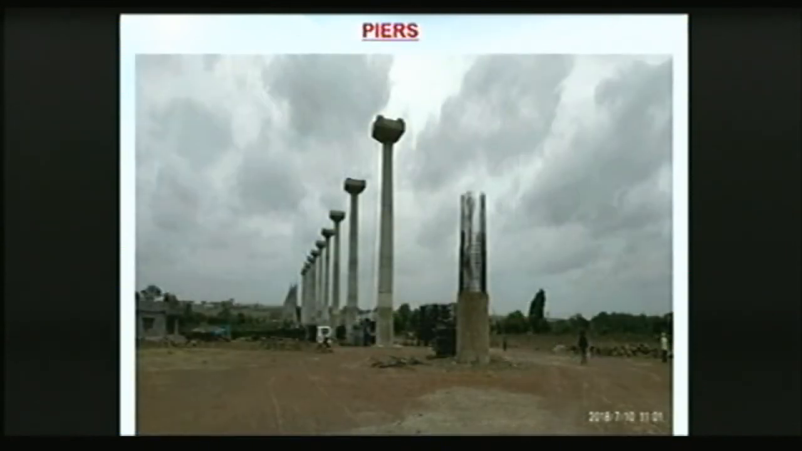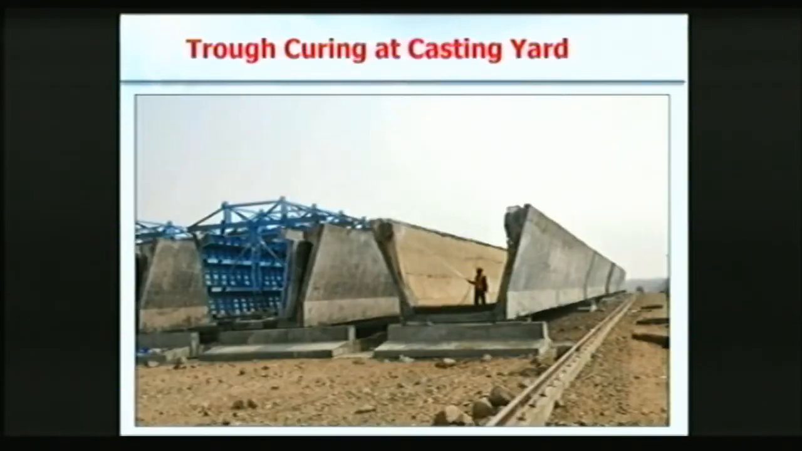And series of things. So what we addressed in this particular thing is the two works. The casting of pier erection was done parallelly when the casting yard is engaged in production of the troughs. And what you can see, these are the pre-cast, pre-tensioned troughs, which are ready, and curing is done there. And every 7 to 9 days, we used to produce about 12 to 15 spans, you can imagine. That is the kind of speed we achieved.